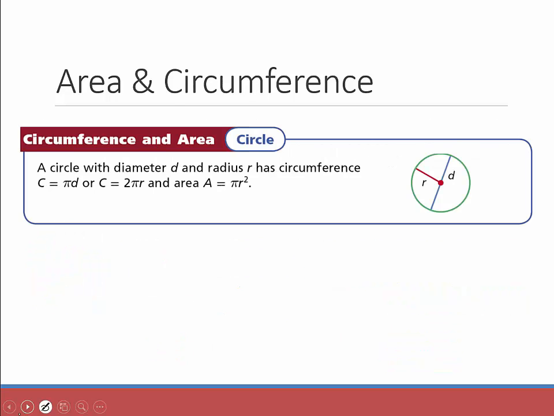So here are your formulas. Circumference, there's two of them. It's basically the same formula, and area, pi r squared.